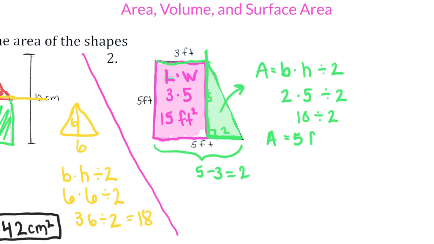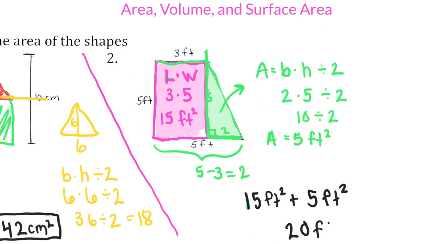And that's feet squared. So we have here 15 feet squared for the rectangle and 5 feet squared for the triangle. And if we add those together, we get 20 feet squared as our final area.